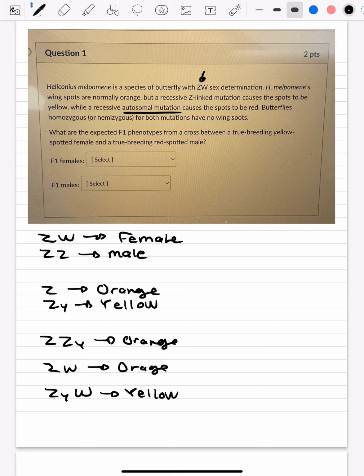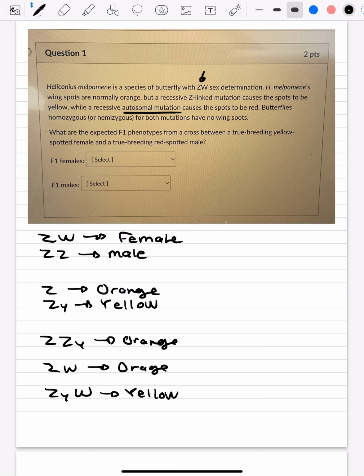So if an individual, for example, out of what it says right here, butterflies homozygous or hemizygous for both mutations have no wing spots. If we had an individual, let's say a male, with ZZ, which would normally produce an orange phenotype, paired with two homozygous recessive mutations at the R gene, we would have an individual that produces red spots.